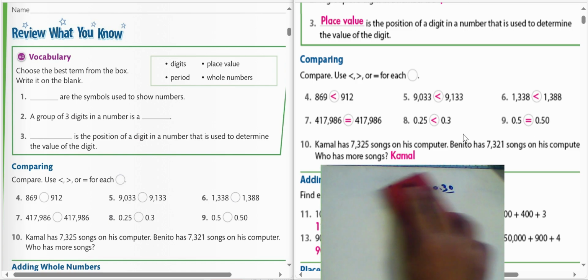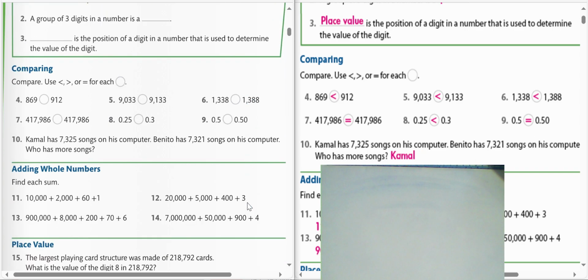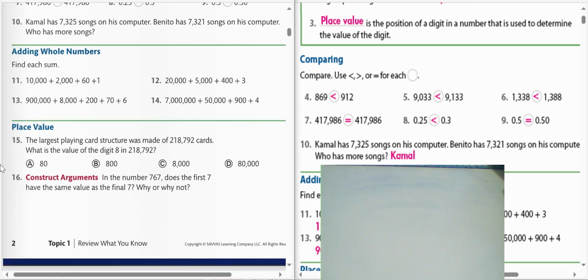Question number 10. Kamal has 7,325 songs on his computer, and Benito has 7,321 songs on his computer. Who has more songs? Kamal has more, 7,325 is greater than 7,321. Next question. We want to write the number. The first number here gives us the information, write the number in expanded form.